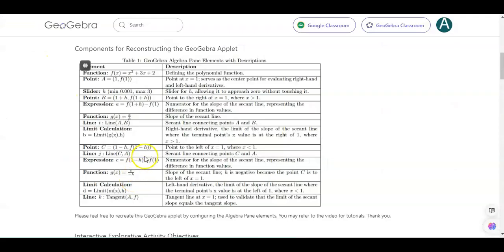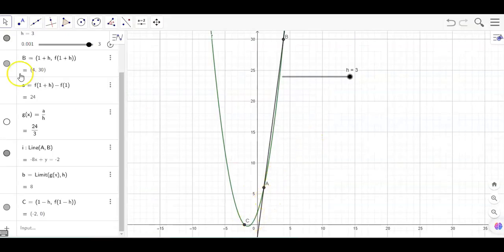Then we create a secant line connecting point C and A. So we have point C and A. So let's draw a secant line.